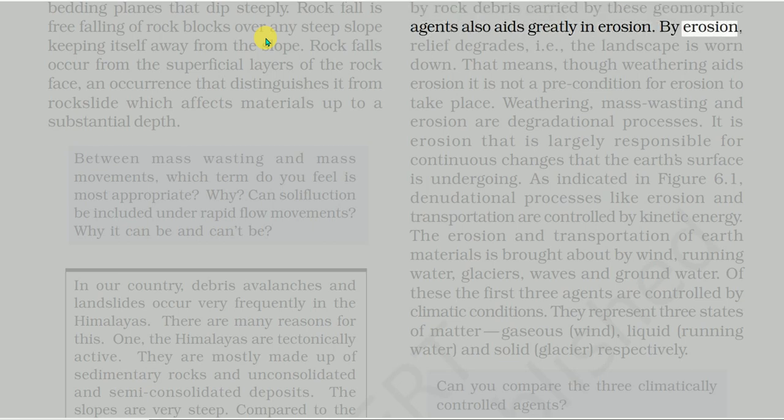By erosion, relief degrades, i.e., the landscape is worn down. That means, though weathering aids erosion, it is not a precondition for erosion to take place. Weathering, mass wasting and erosion are degradational processes. It is erosion that is largely responsible for continuous changes that the Earth's surface is undergoing.